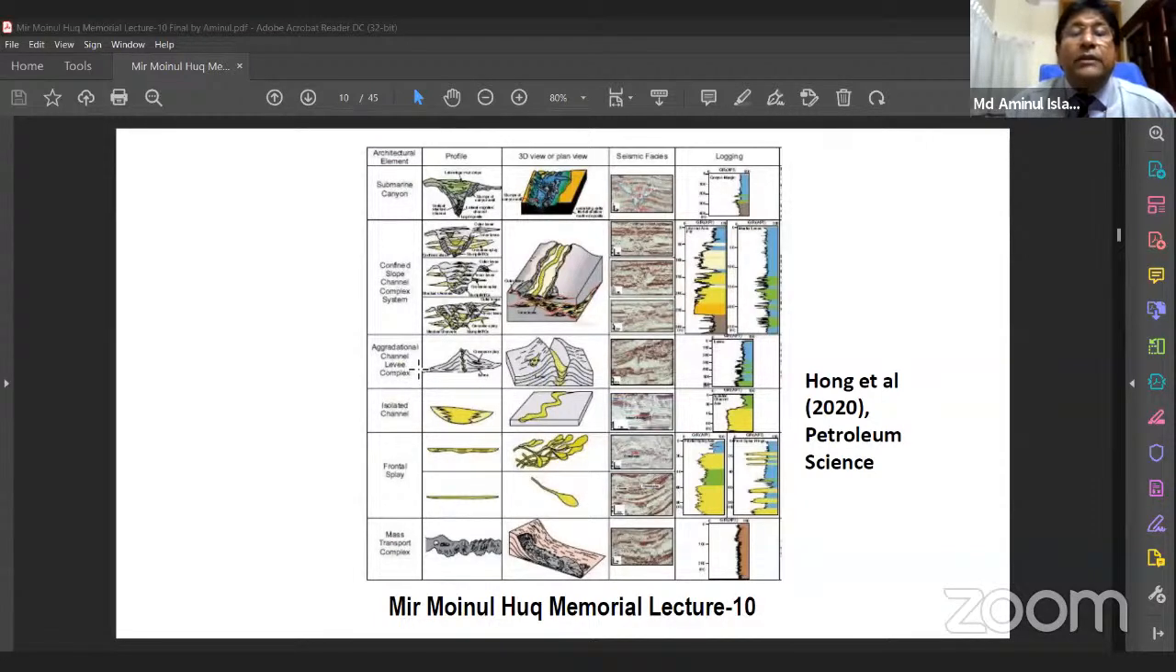Then they have an aggregational channel levee complex. The channels are aggregational and they have a levee complex also, and from the seismic it is very clear. They have an isolated channel. You can see the channel here and you can see the log. The blocky nature of the log indicates a channel. They also have a frontal splay, with lobes switching left and right, like a fluvial fan. The blocky nature of the seismic also indicates that. And they also have a mass transport complex. All the evidence is turbidites, and they are just next door to our maritime boundary.